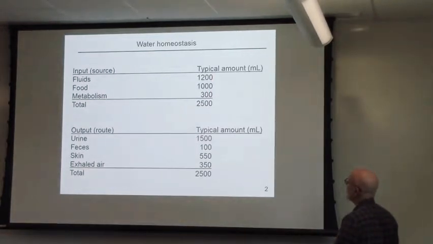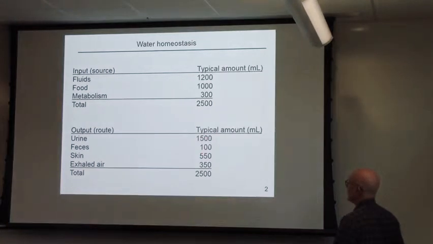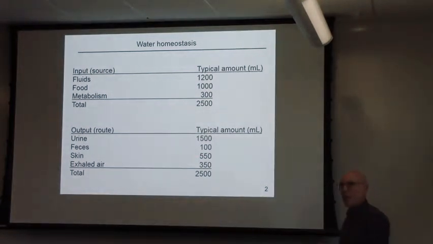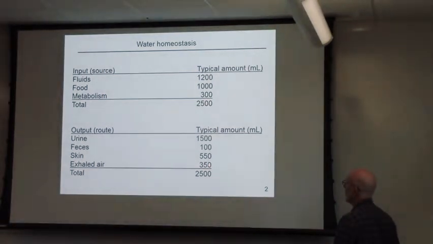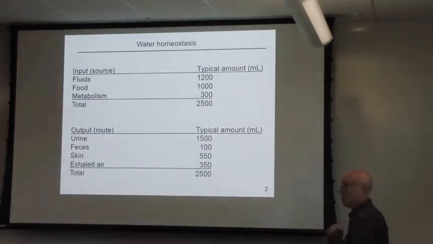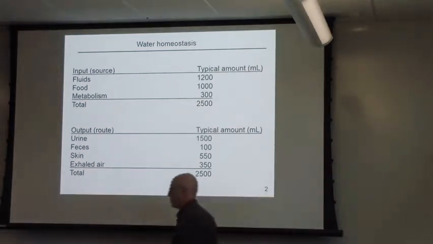Anyway, this is us. These are our sources of water, and here are our excretions of water. We urinate about 1.5 liters a day. We produce about 100 mLs of water in feces. We sweat away about 500 mLs of water, and we exhale water vapor, about 300 to 400 milliliters of water per day. So this is water homeostasis.